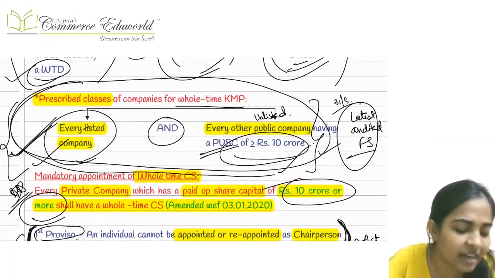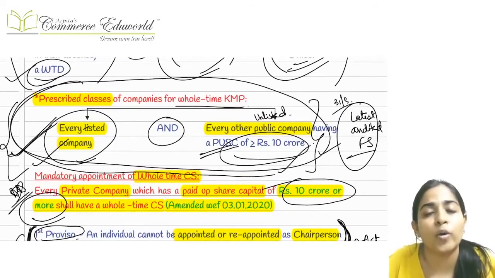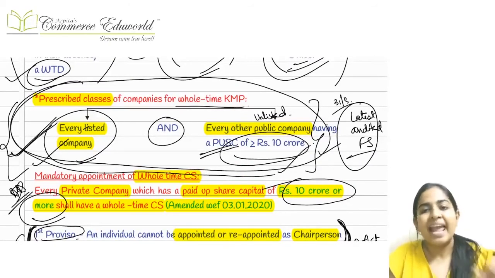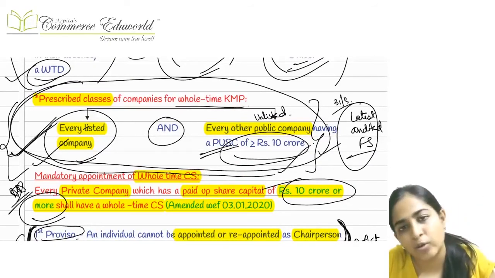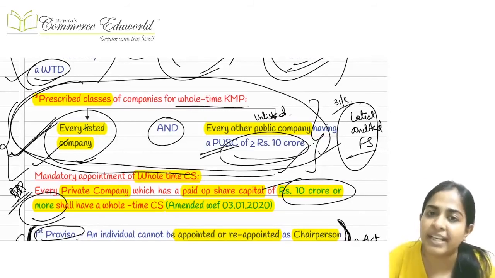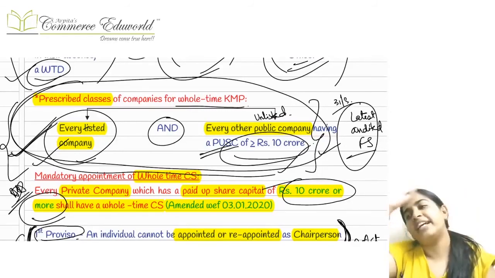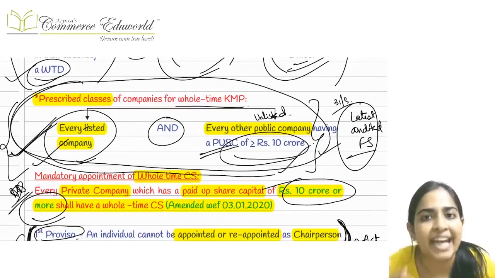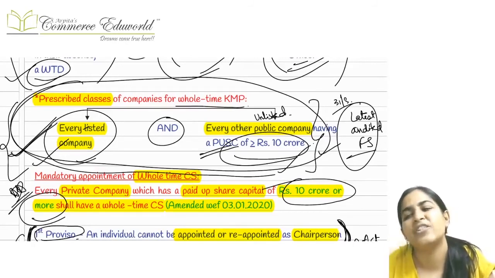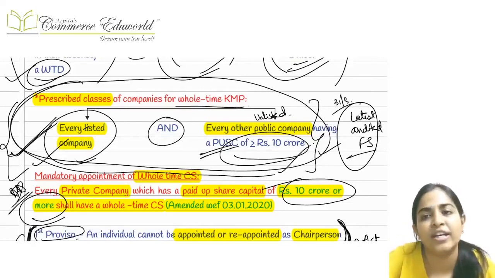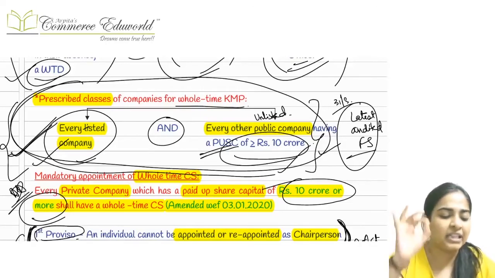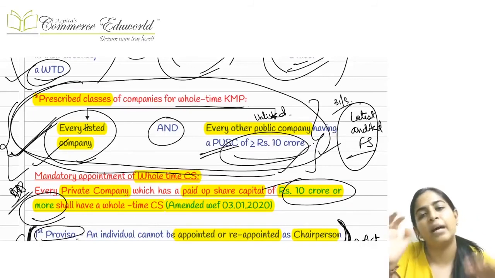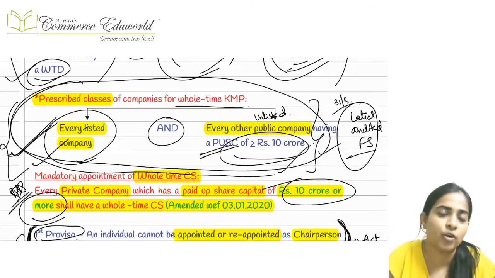Which companies are required to appoint or to keep a whole-time KMP? Every listed company is going to come up here. And every other unlisted public company whose paid up share capital is at least rupees 10 crore as per the latest audited financial statement. Every other public company whose paid up share capital is at least rupees 10 crore.